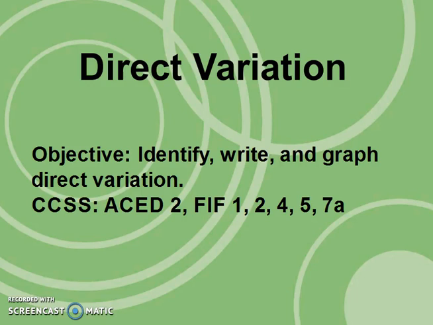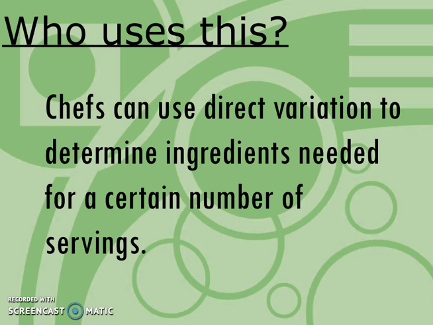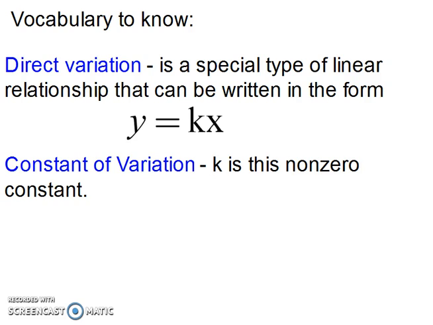Direct variation. Our objective is to identify, write, and graph direct variation. Who uses this? Chefs can use direct variation to determine ingredients needed for a certain number of servings. Let's start with some vocabulary.